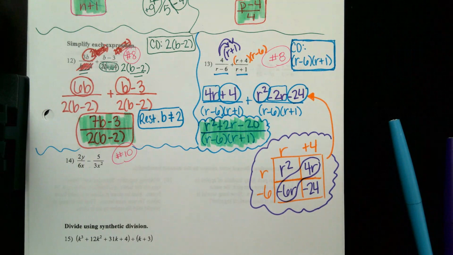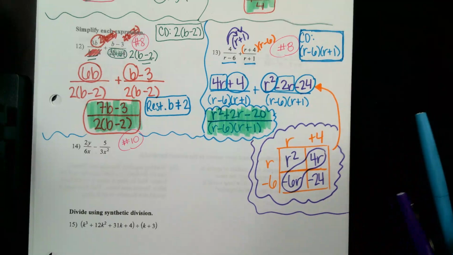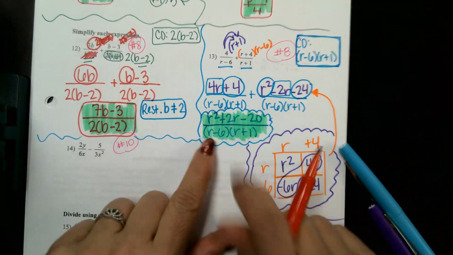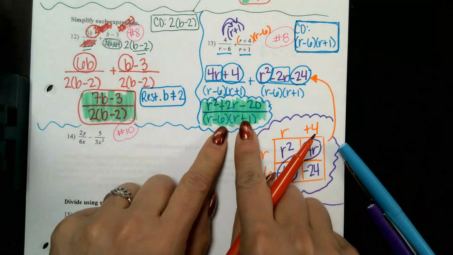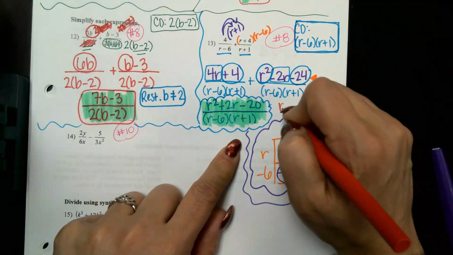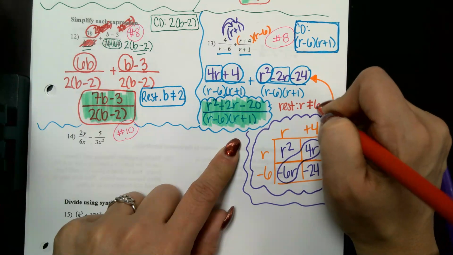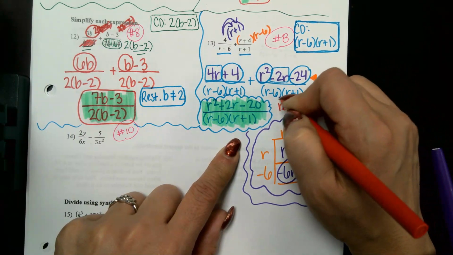Okay. Yay. We're not putting on the restriction. Oh, yeah. We are. We're always doing restrictions. What two numbers could not be here or here? 6, -1. Yeah, 6 and -1. Restrictions are x could not equal 6 or -1.